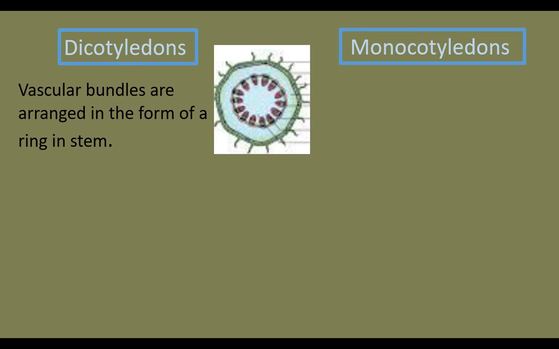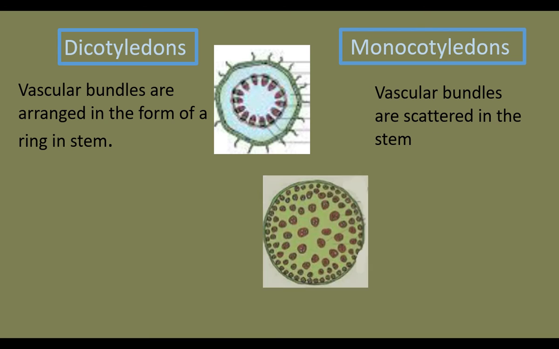Let us see the differences between monocots and dicots in their internal structure. Vascular bundles are arranged in the form of a ring in the stem of dicotyledons. In the dicotyledon stem, vascular bundles are arranged in the form of a ring around the pith. In monocotyledons, vascular bundles are scattered in the stem.